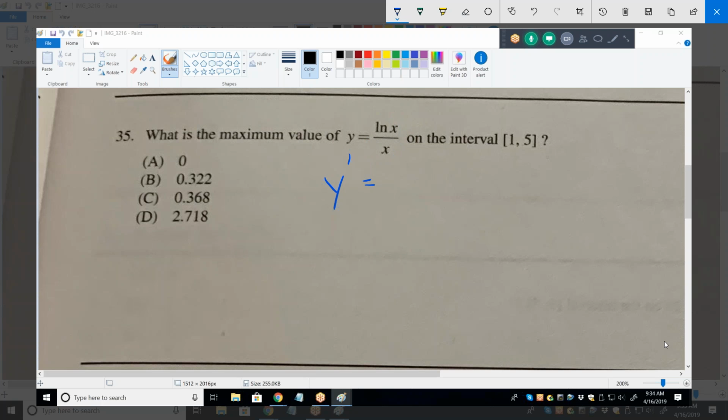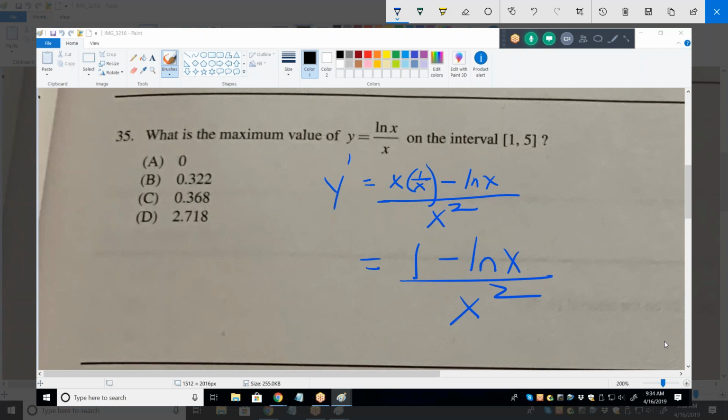So the derivative of the low d high, so x times 1 over x minus ln x times 1, so just minus ln x over x squared. I think that's right, isn't it? Yeah.